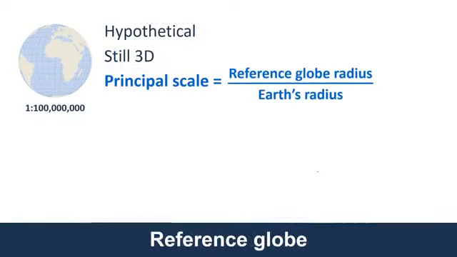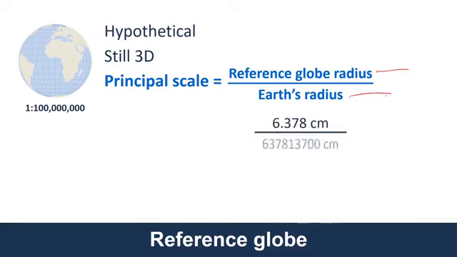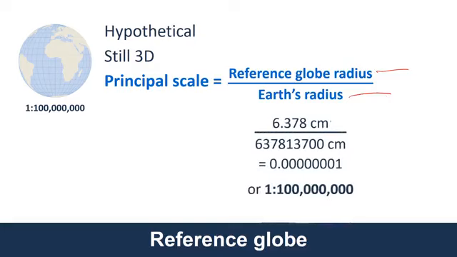So now we have our hypothetical three-dimensional reference globe that's been shrunk down to our principal scale. The principal scale is a ratio, and the way we calculate it is the reference globe radius over the Earth's globe radius. The Earth's globe radius, in this case, would be 6,378 kilometers. This is the actual radius of the full real-sized Earth. And when you divide those two, this is the number you get, which is equivalent to the scale that I want my map to be at, which is the principal scale. So this is just a way of explaining that idea of principal scale.